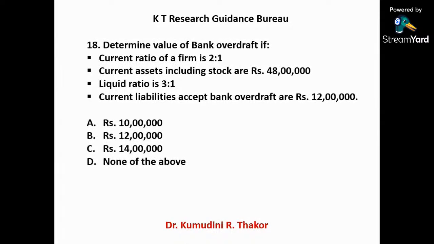Let's move to another question. Determine value of bank overdraft. What you have to find out? The value of your bank overdraft. Which information is given for that? Current ratio of a firm is 2:1. Current assets including stock are rupees 48 lakhs. Liquid ratio is 3:1, and current liabilities except bank overdraft stands for rupees 12 lakhs. A option tells you rupees 10 lakhs, B 12 lakhs, C 14 lakhs, and D none of the above.